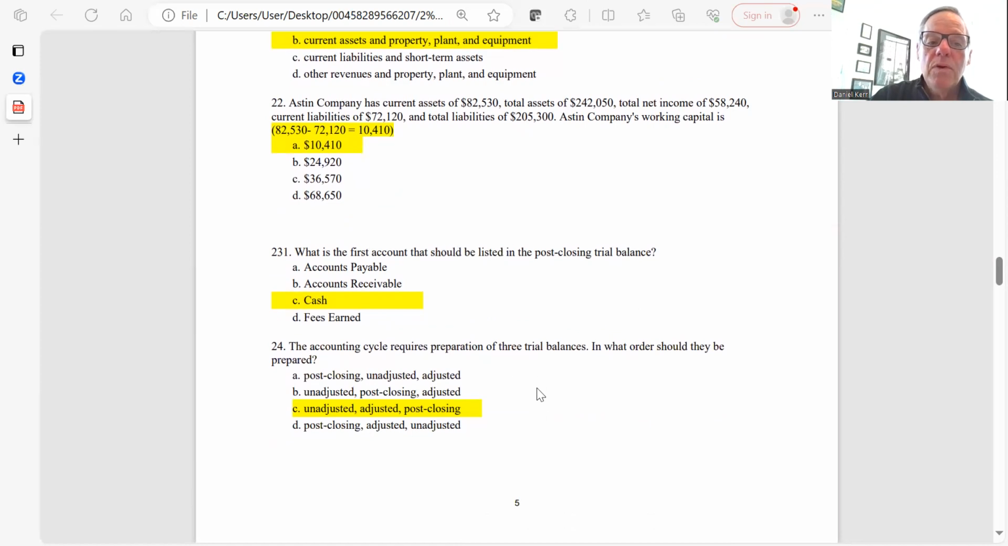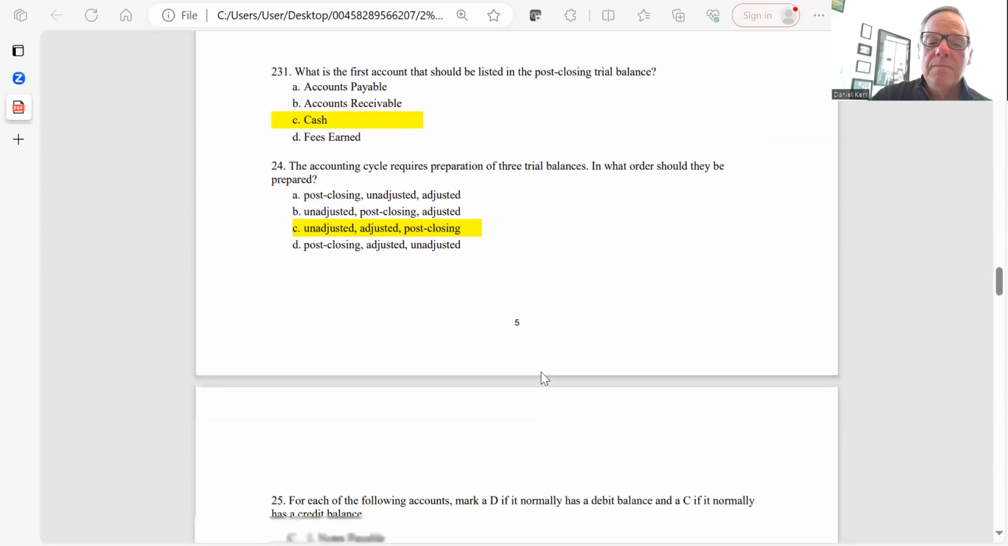And number 24, the accounting cycle prepares 3 trial balances. So remember the sequence is first you have the unadjusted trial balance, then you have the adjusted trial balance, and you have the post-closing. So the answer there is C.